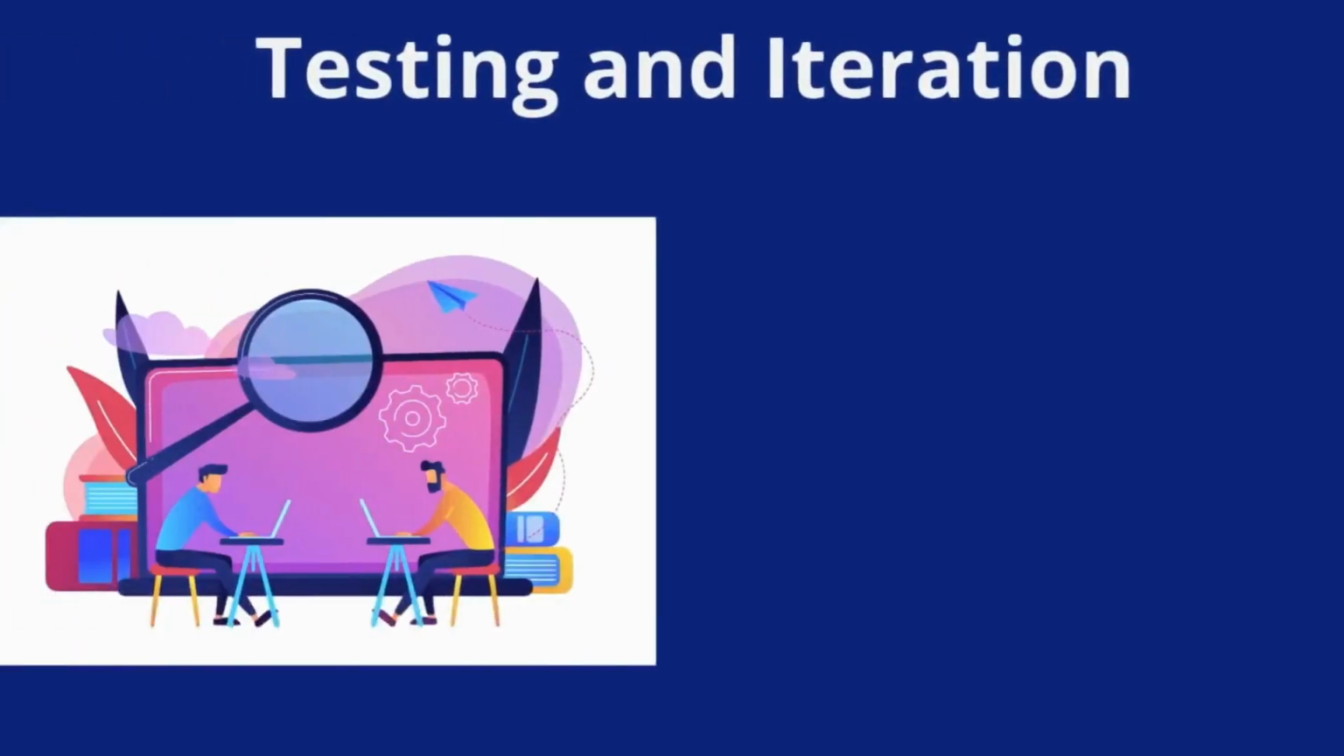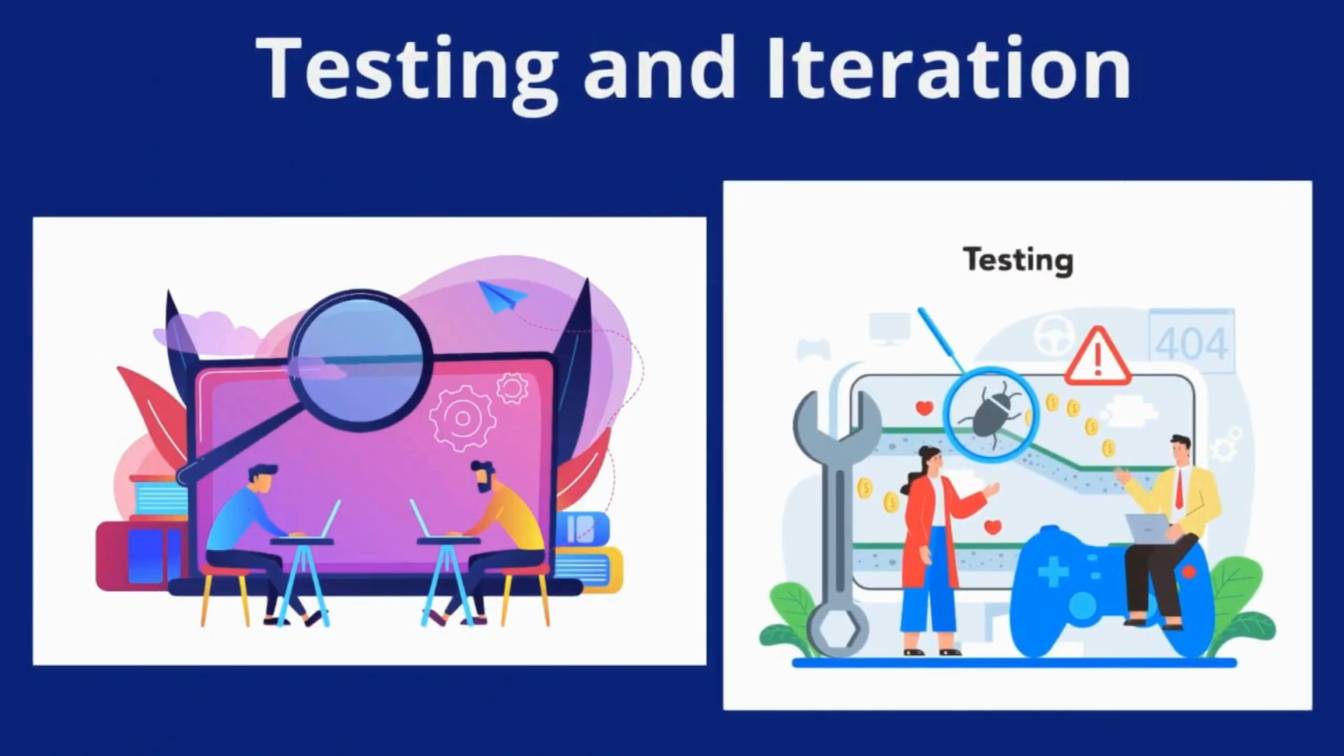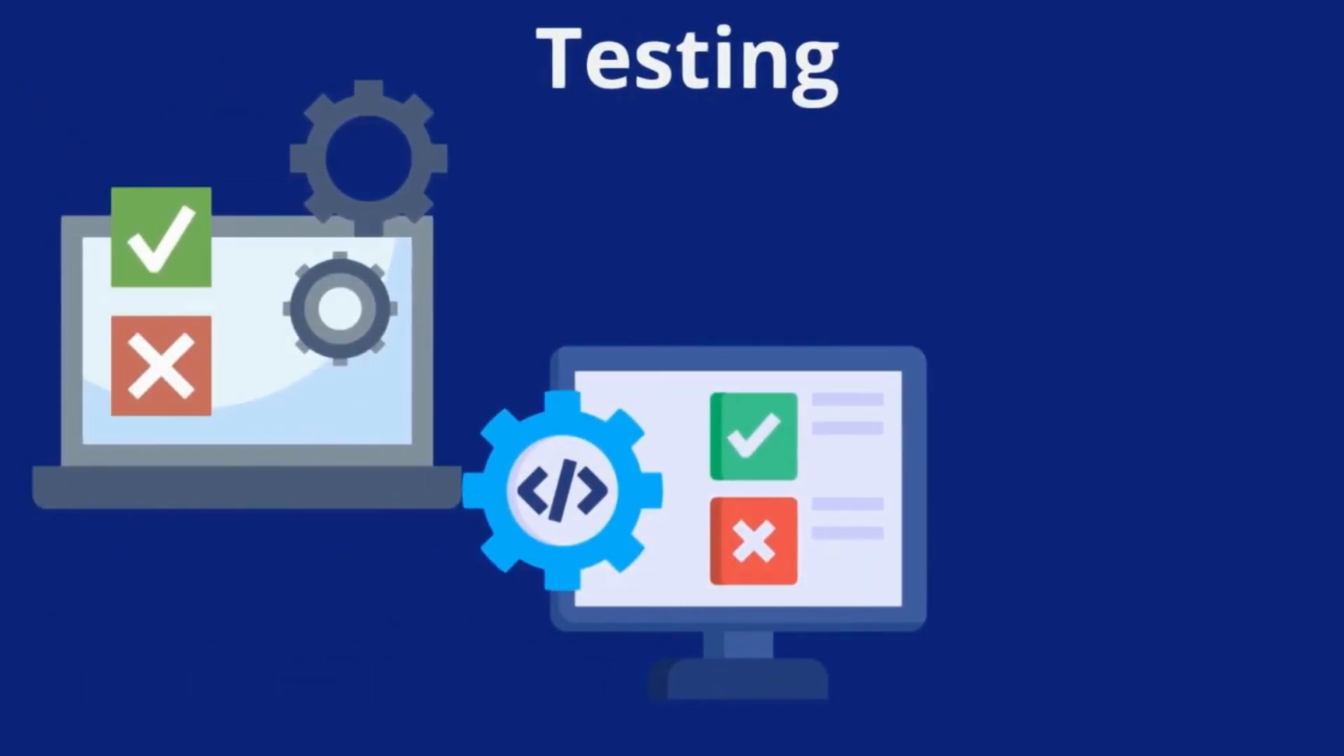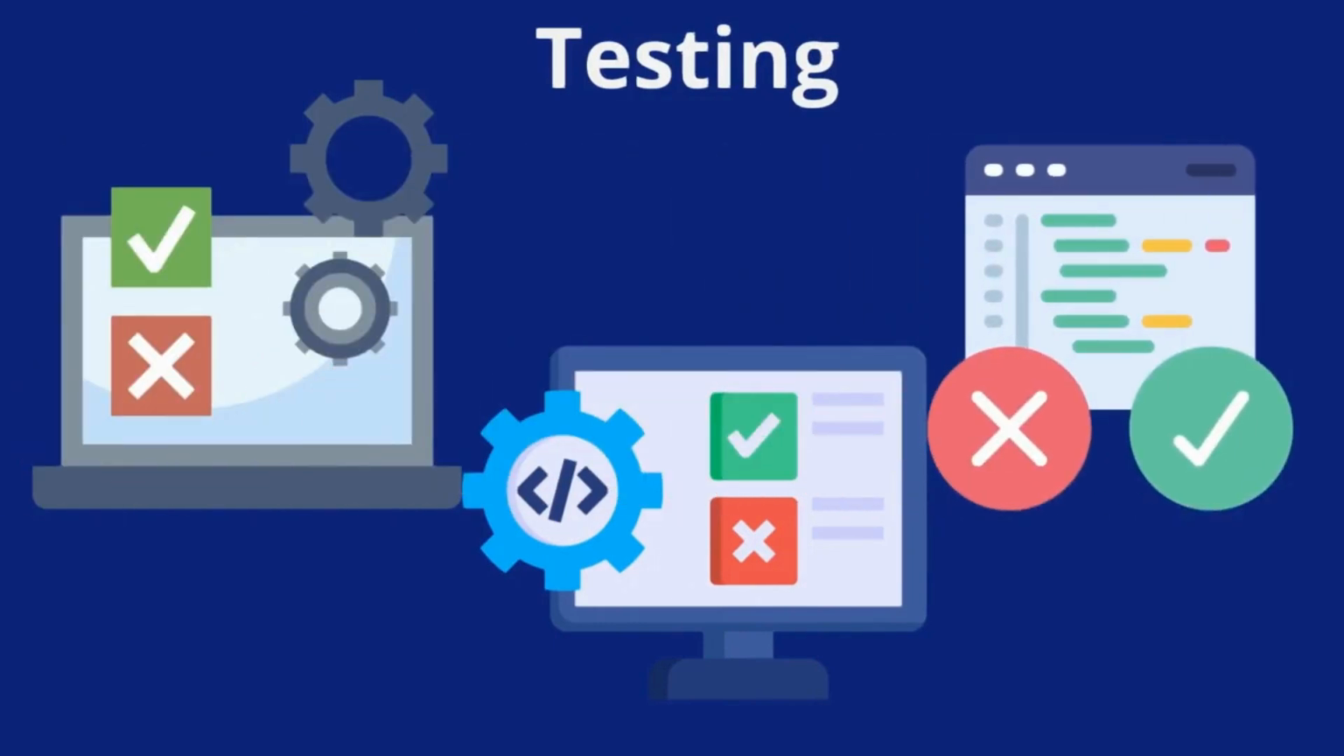Testing and iteration. A high-quality and customer-centric product is developed through testing and iteration. In product management, testing and iteration look like this. Number 1, tests are conducted to identify and address any issues or defects with the product's functionality, performance, and user experience. Validating that the product meets the desired requirements and expectations is essential.